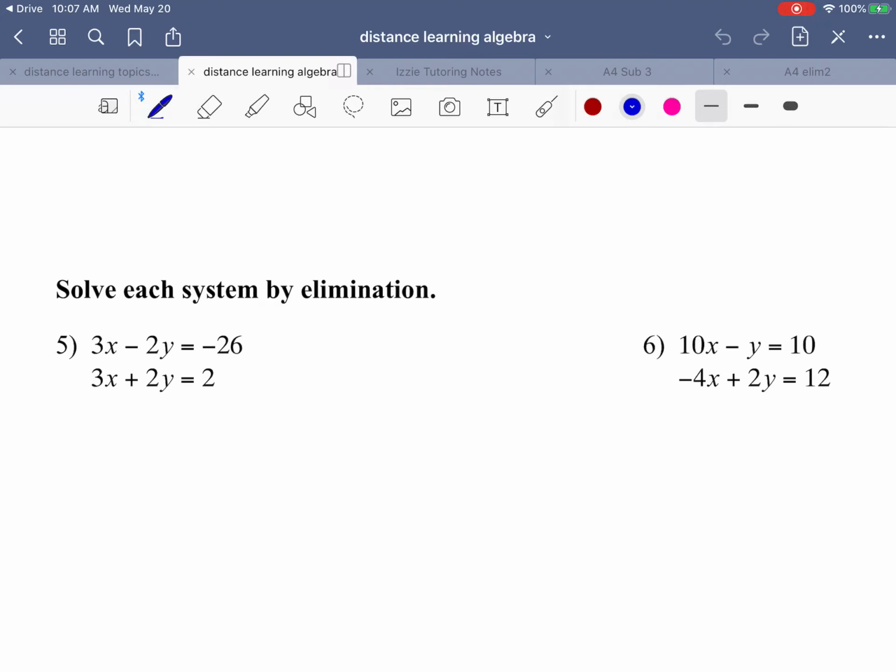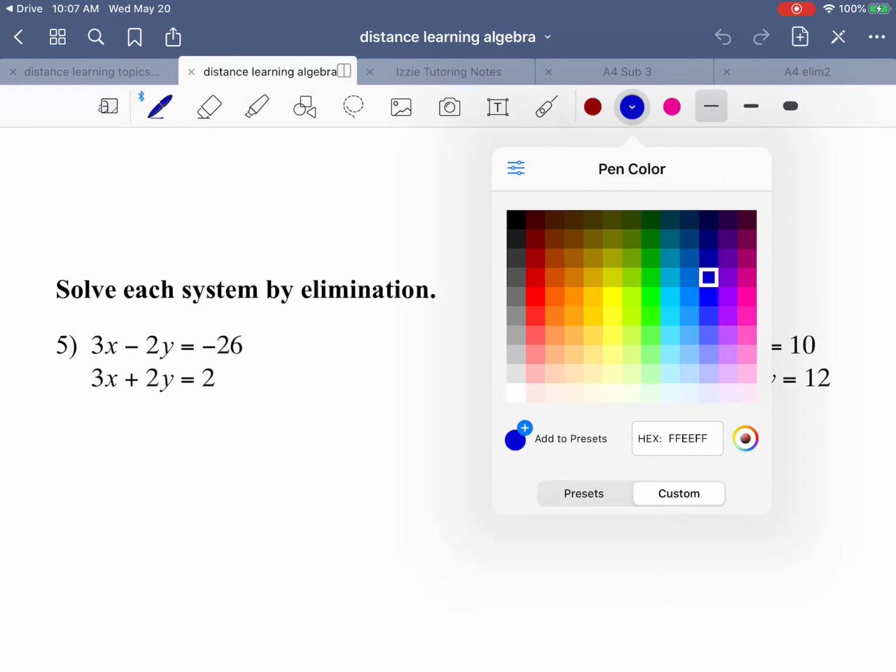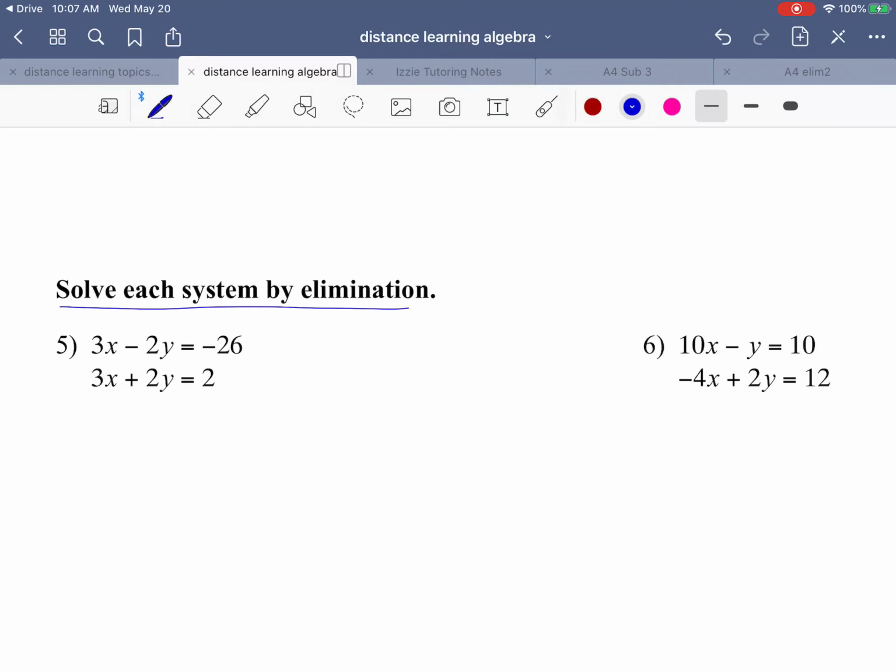All right, this is your A4 formative given on May 12th or May 11th, depending on which block you're in. So looking at elimination, the idea is that we need to eliminate one variable at a time so that we can solve for the other.